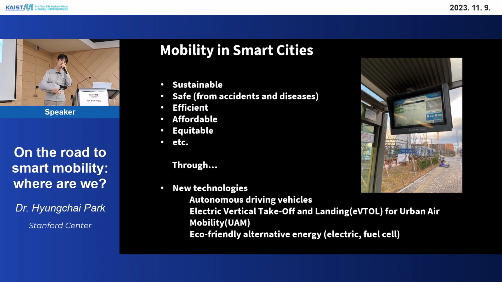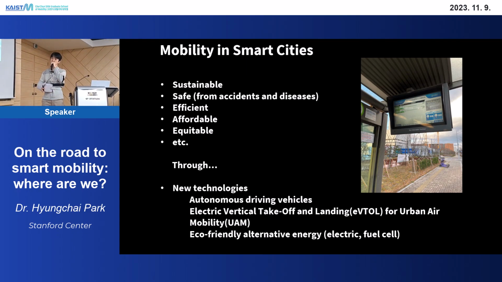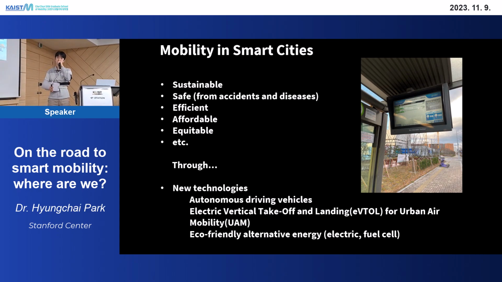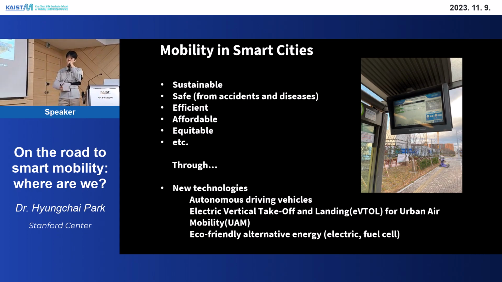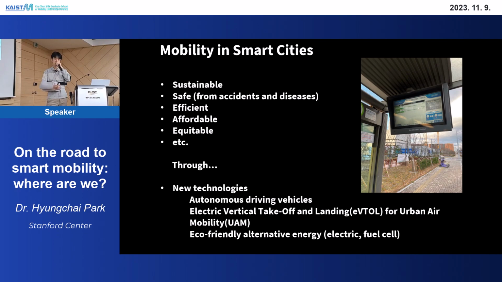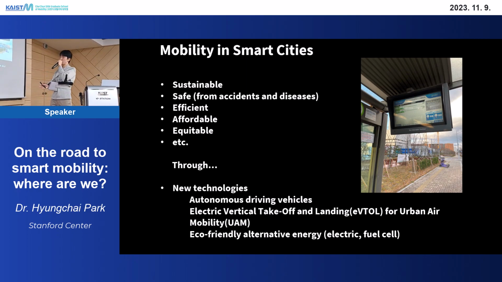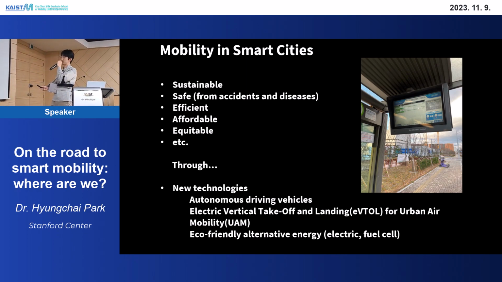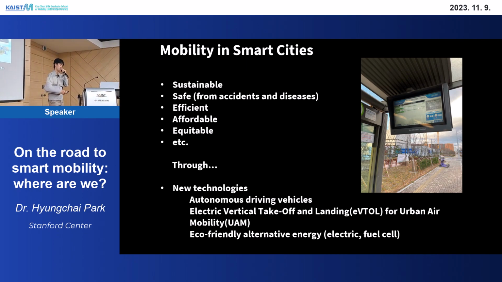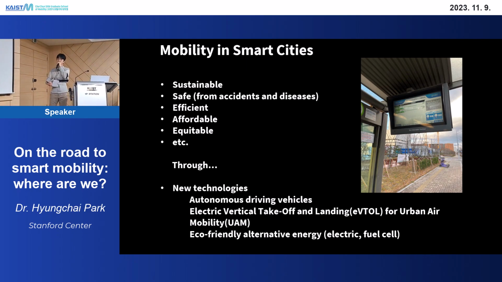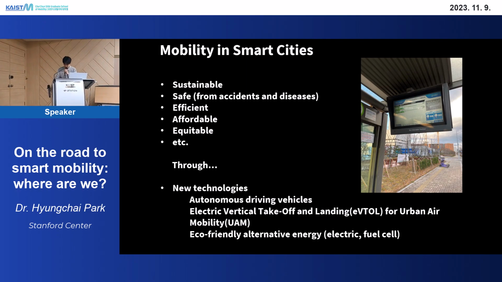When I was young, taking a bus was like a random process. When I got to the bus station, I wasn't sure whether my bus had just come through or if I had to wait 30 more minutes. But these days you can check the status of public transportation very easily. So smart mobility is already in your hands to some extent.